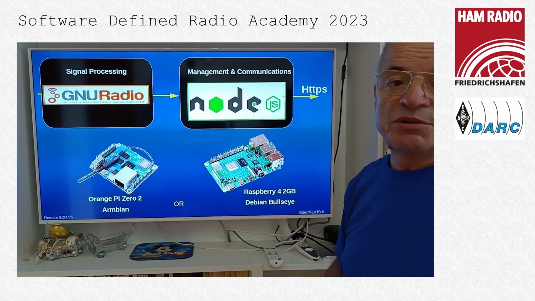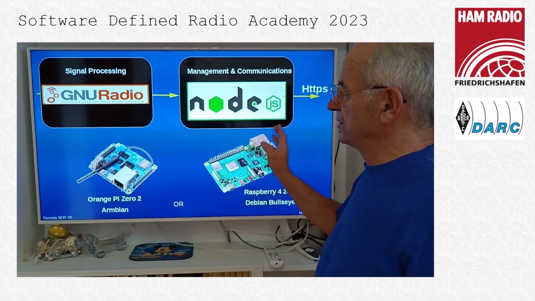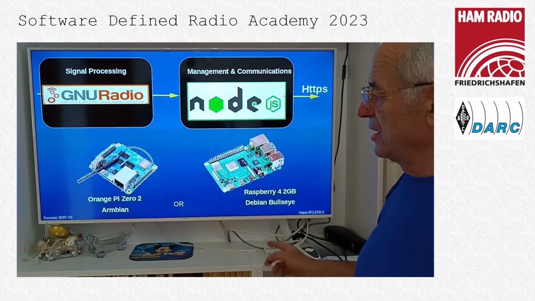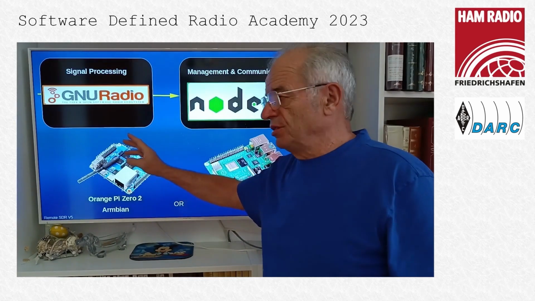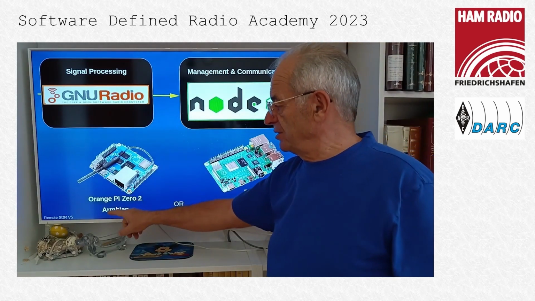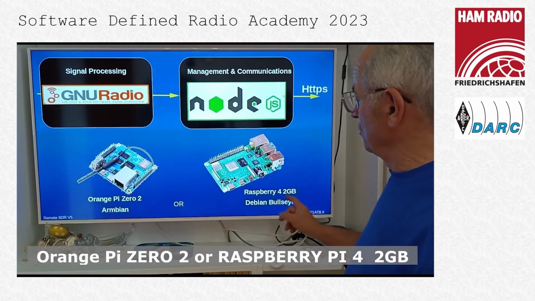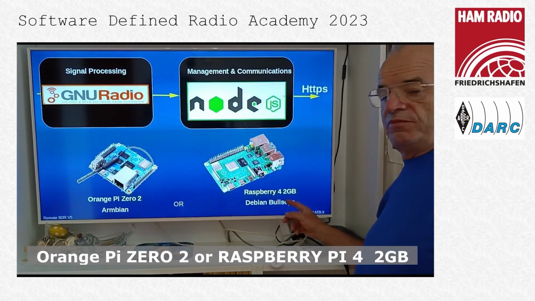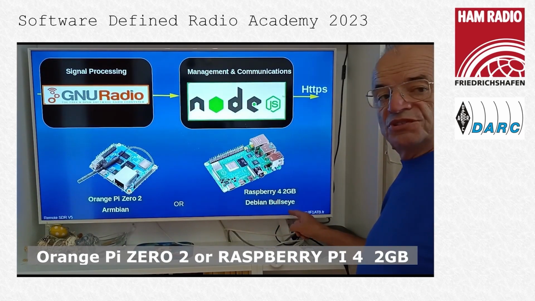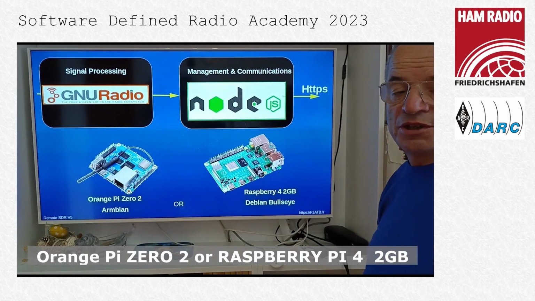In a previous version of RemoteSDR, I used Apache, PHP, Python, and so on, but I have suppressed everything and replaced it with Node.js, which is in our case more efficient. All the code generated by GNU Radio and developed on Node.js is implemented on an Orange Pi 02 ARMbian processor, or you can implement it on the famous Raspberry Pi 4 with 2 GB of memory, with Debian Bullseye as the operating system. Very interesting hardware.